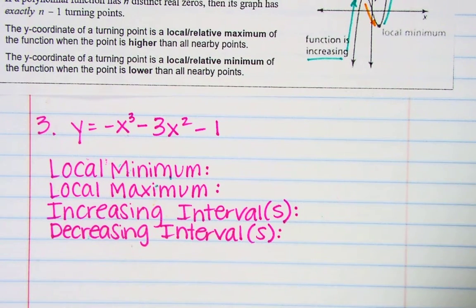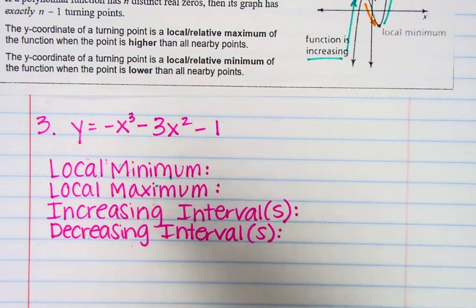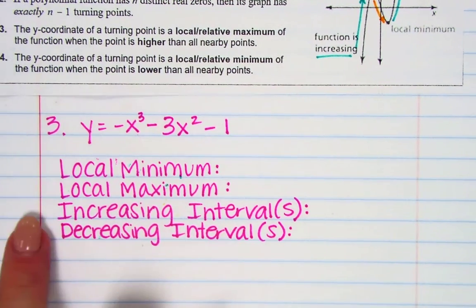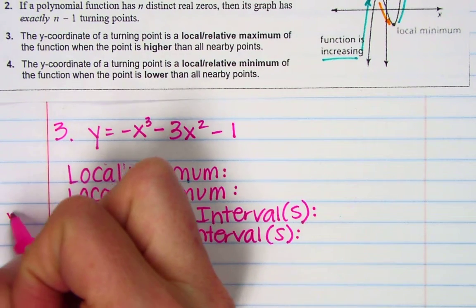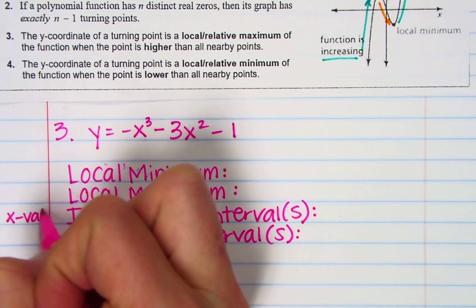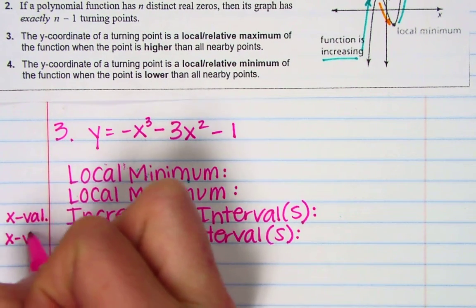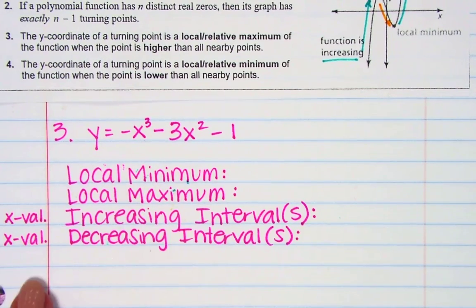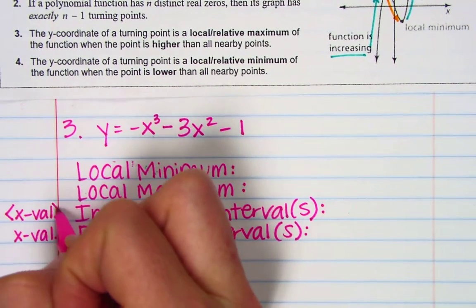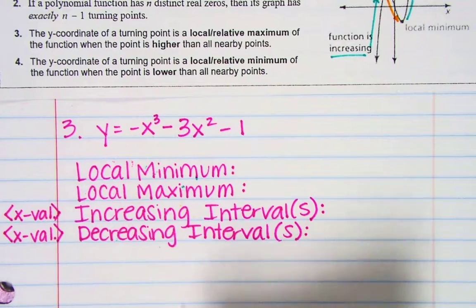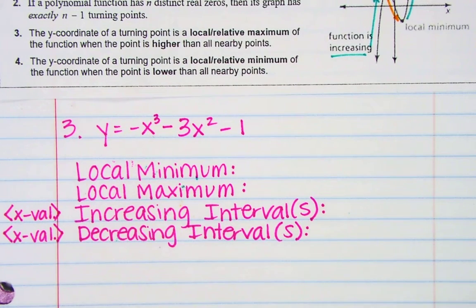So we're going to name two things we've already figured out how to do, and increasing and decreasing intervals. Where is it increasing and decreasing? Okay, the increasing and decreasing are talking just about the X values, okay? They don't worry about the Y values. So I'm just going to tell you that right now. They're just talking about on what X values is it increasing, between what X values is it decreasing.